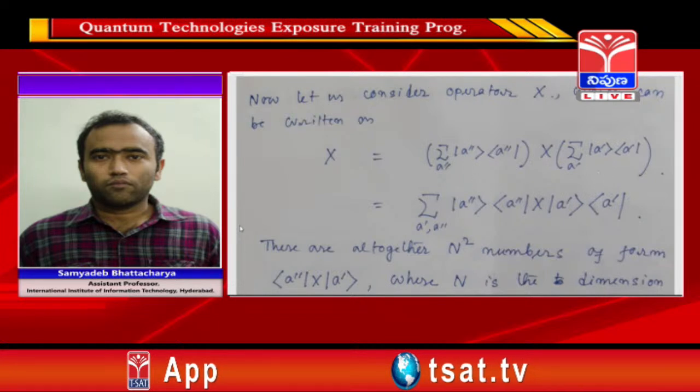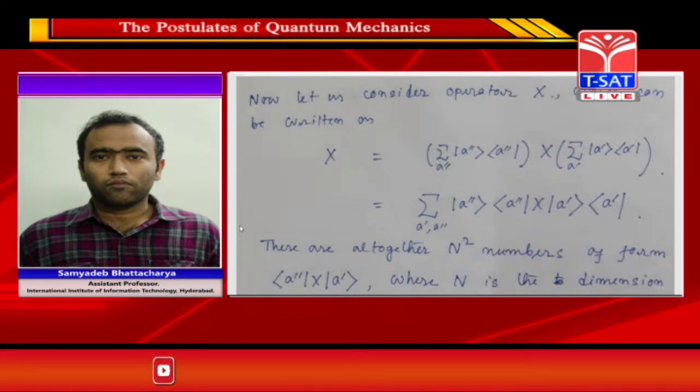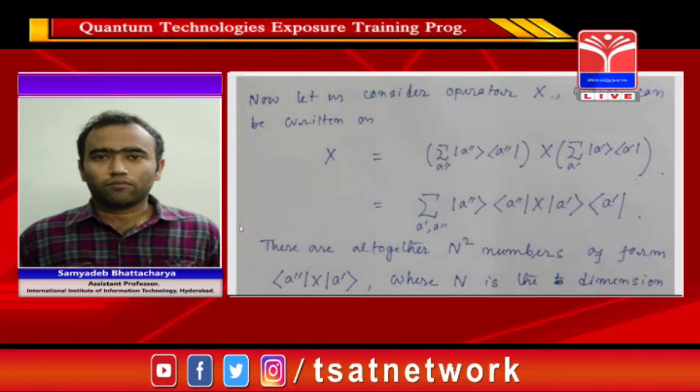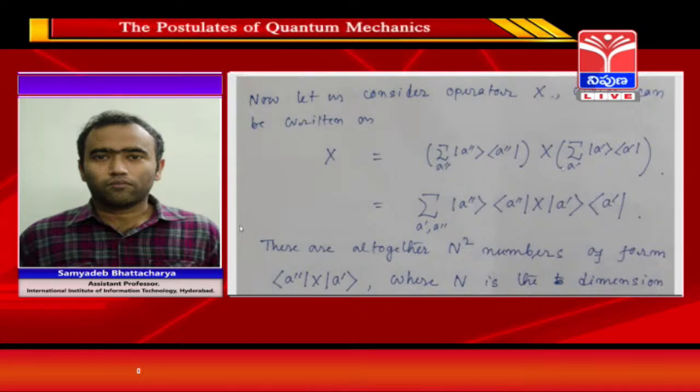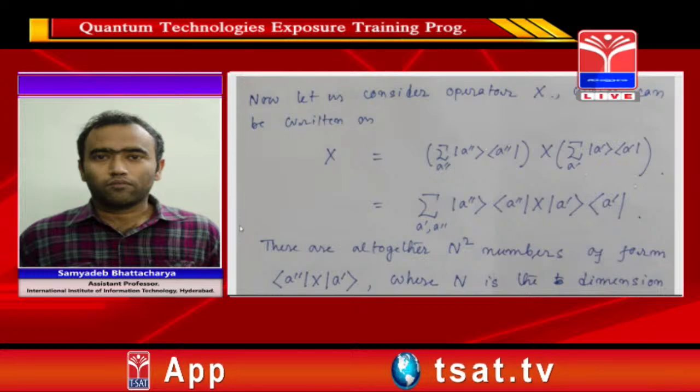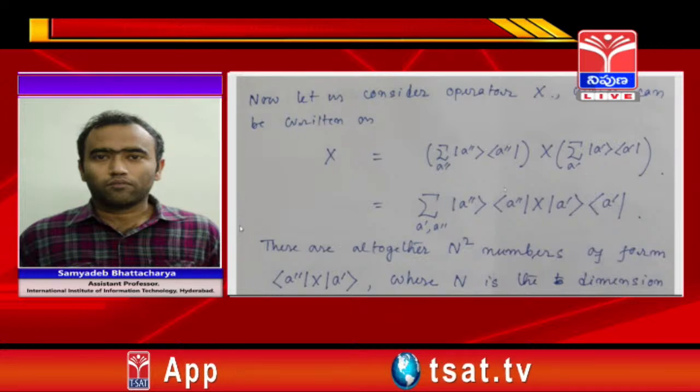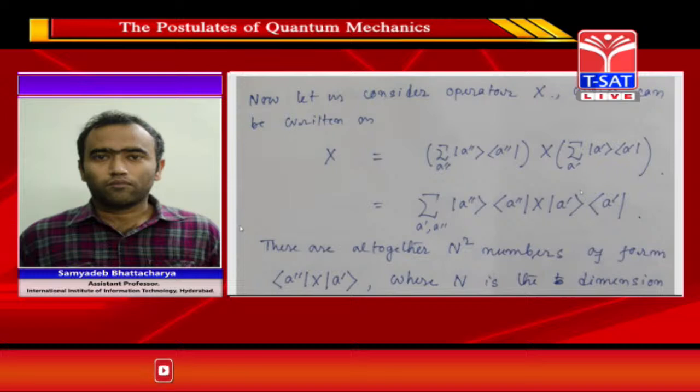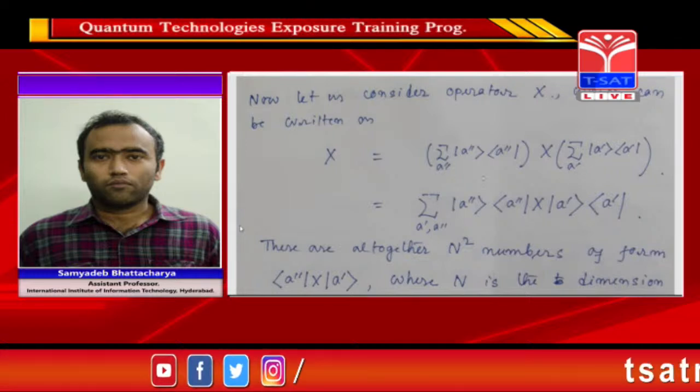Because these are dummy indices, if we take only A prime on both sides, that is not right. You know this rule from matrix theory: the cross terms will then be ignored. So to include the cross terms also, since they are dummy indices, we have to take others: sum over A prime here, sum over A double prime.